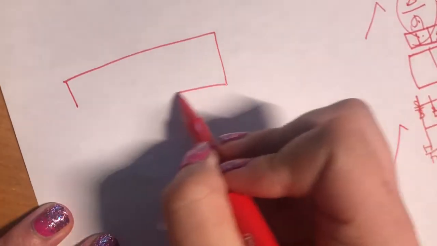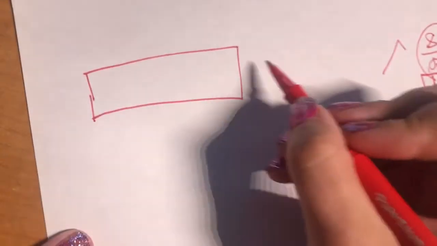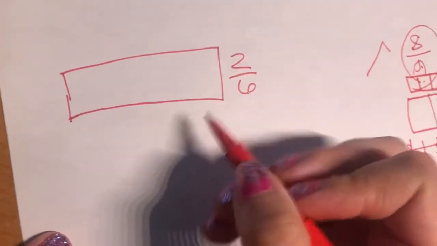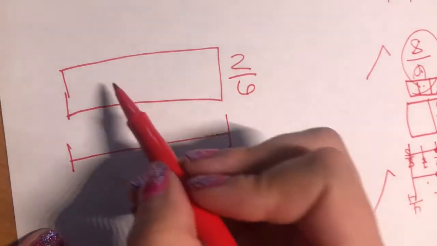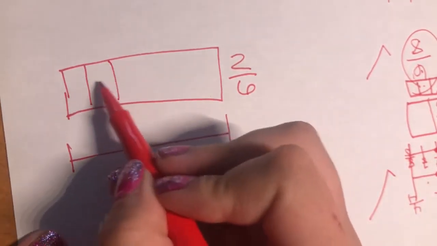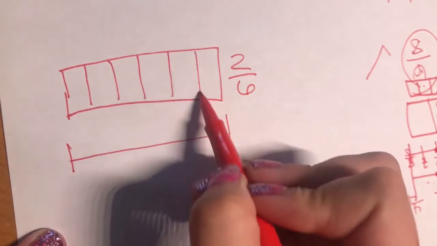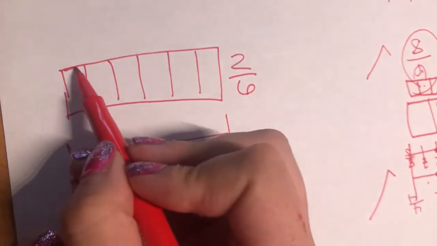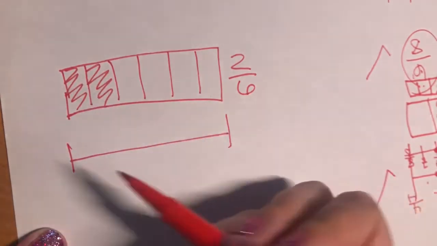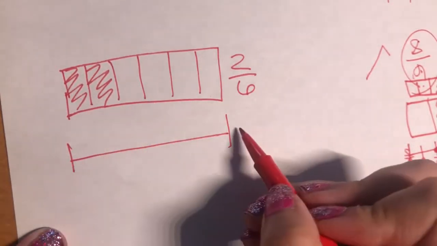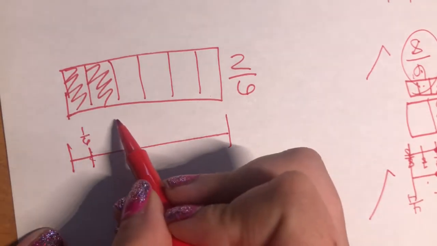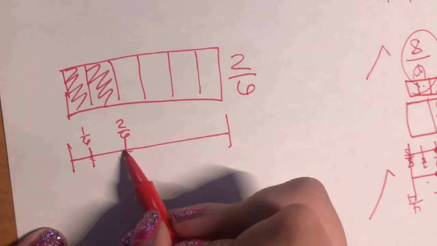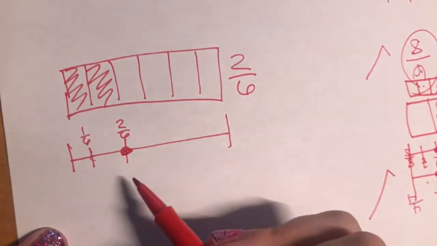So the same thing, I could say that 2/6. So how would I partition out my fraction strip? Into 6ths, right? So 1, 2, 3, 4, 5, and 6. And I would shade in 2. So that would be 2/6. Same thing on my number line. So 1/6 is here. 2/6 would be right there. So that's where 2/6 would be on my number line.